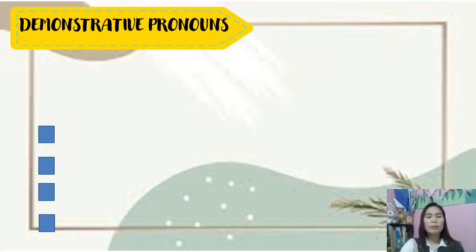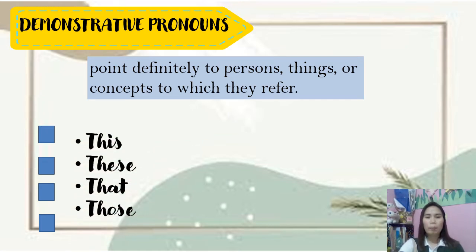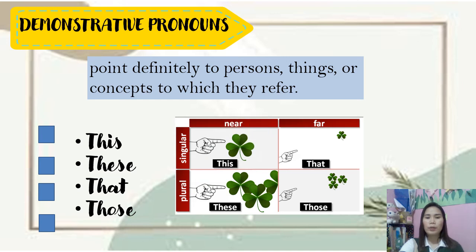So now let's have demonstrative pronouns. These are pronouns that point out people or objects. We have four kinds of demonstrative pronouns: this, that, these, and those. For singular, we are using this for near and that for far. And for plural, we are using these for near and those for far. So that is demonstrative pronoun.